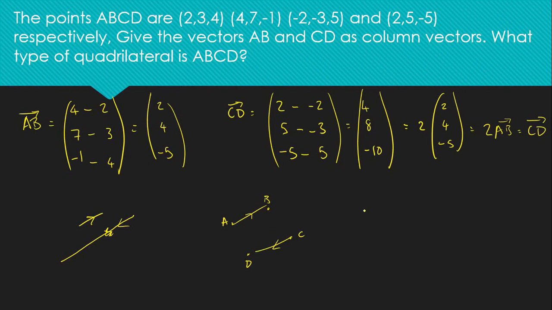Okay, so what we know is that since you need 2 lots of AB to get to CD, we've got a longer length, and so you actually have a trapezium.